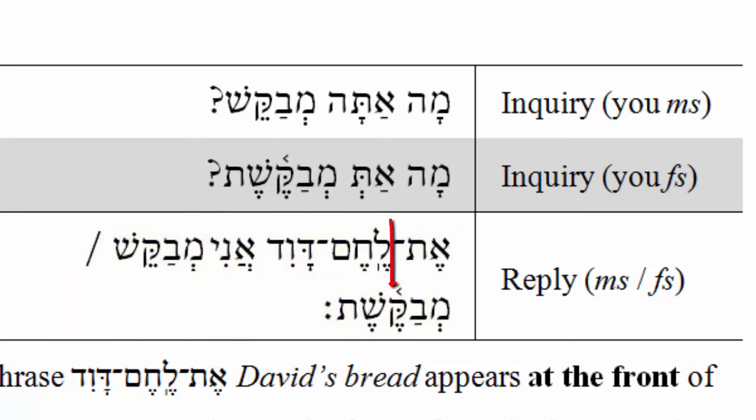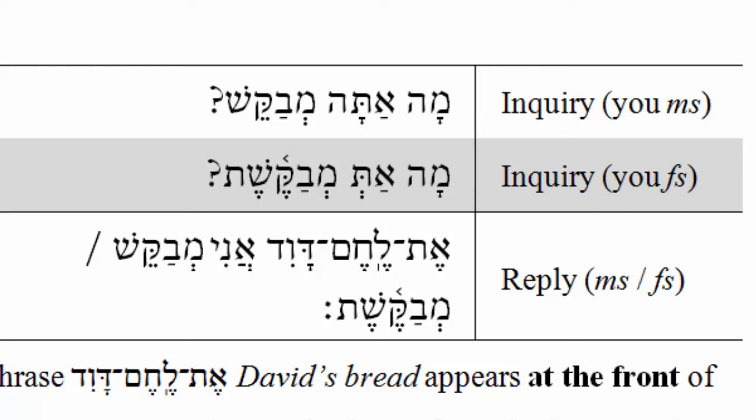Notice particularly the use of the particle et preceding the definite direct object, lechem David. So the correct phrase is et lechem David. As you're practicing this exchange, it's not necessary to remain with simply et lechem David. Think of something else. For the purposes of reinforcing this particular principle, please confine yourself to a definite direct object.